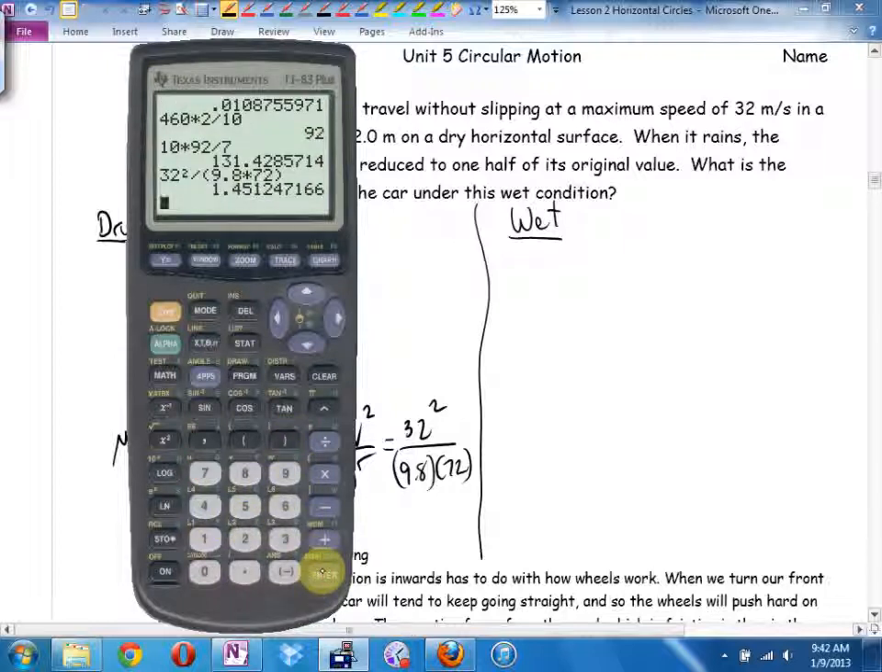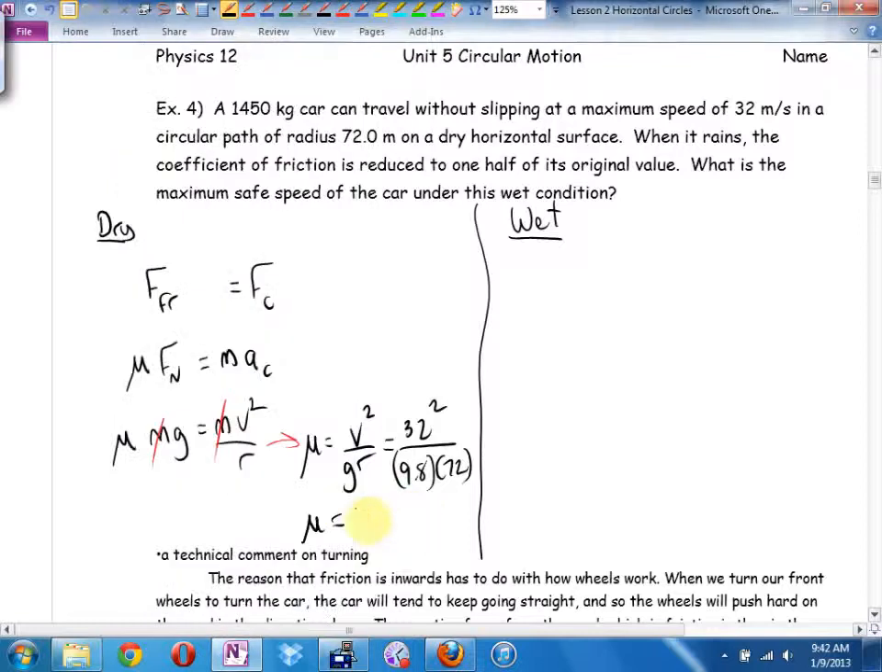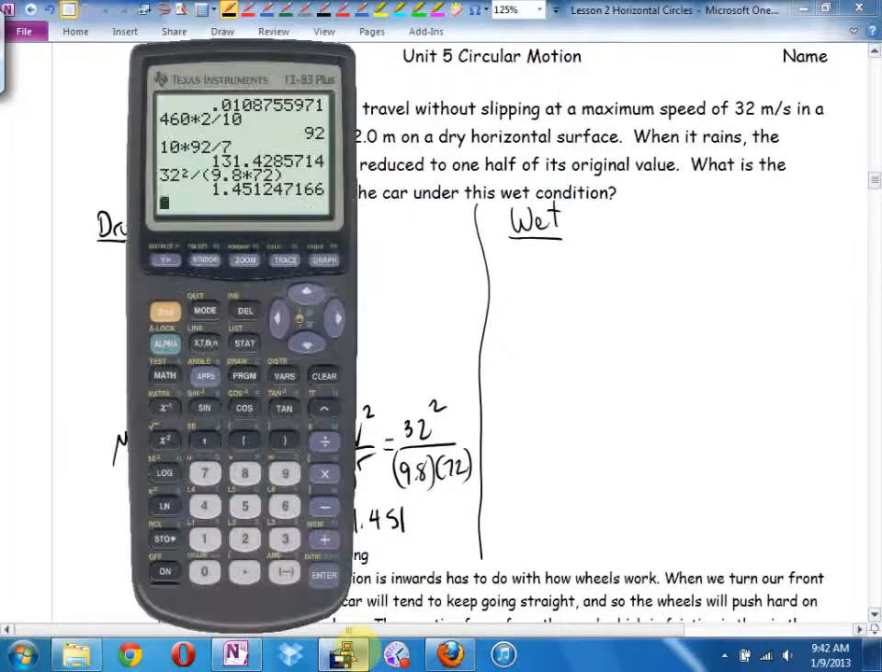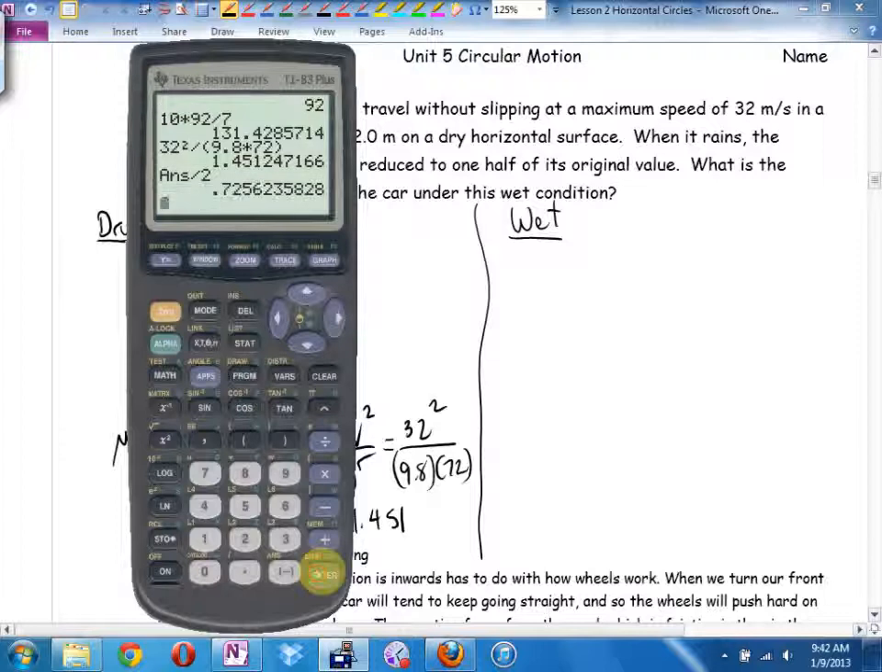I get a coefficient of friction of 1.45. These must be really good tires. You can tell I made these numbers up. 1.451. Apparently, when it rains, we get half the traction. So when it rains, my coefficient of friction is 0.7256.